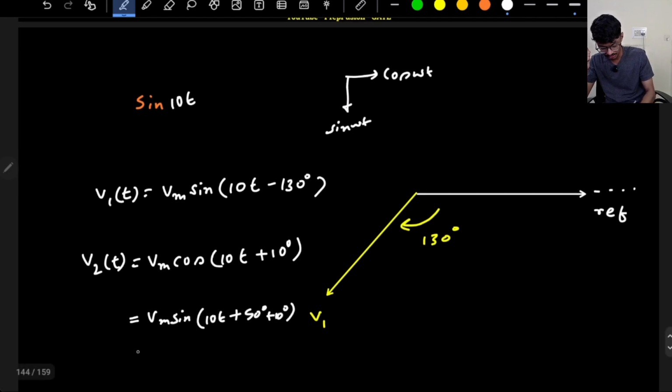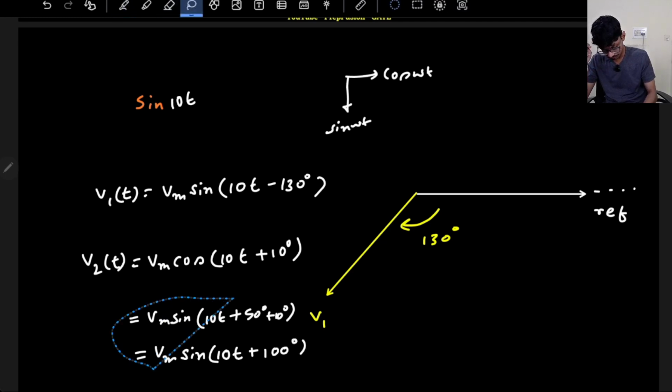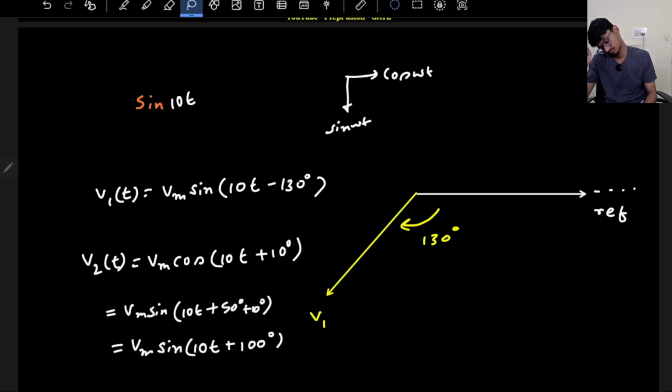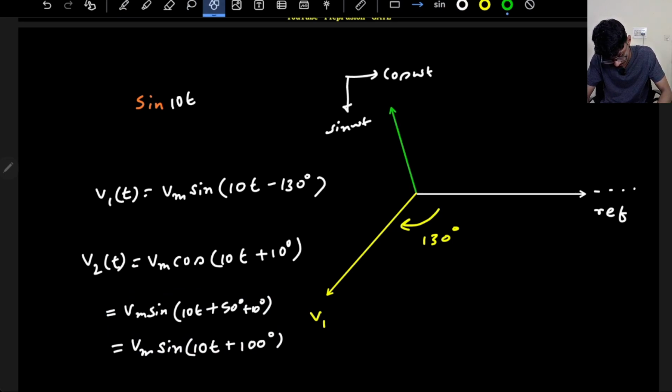So this ultimately becomes Vm sine of 10t plus 100 degrees. Okay, so this 100 will be somewhere around here.